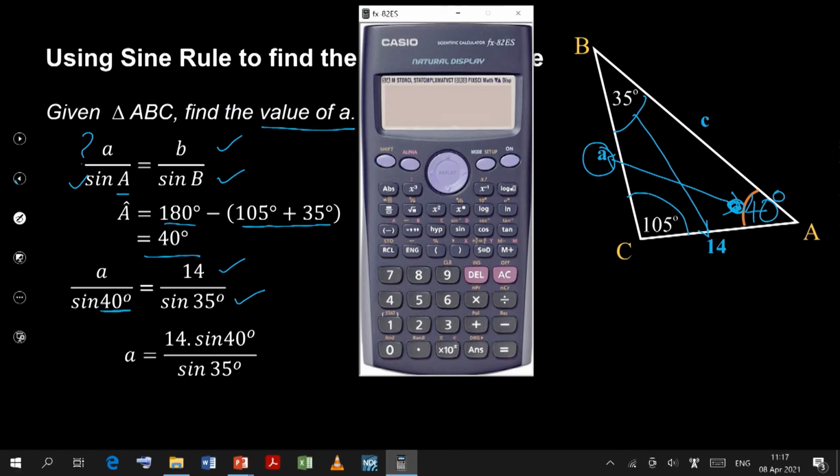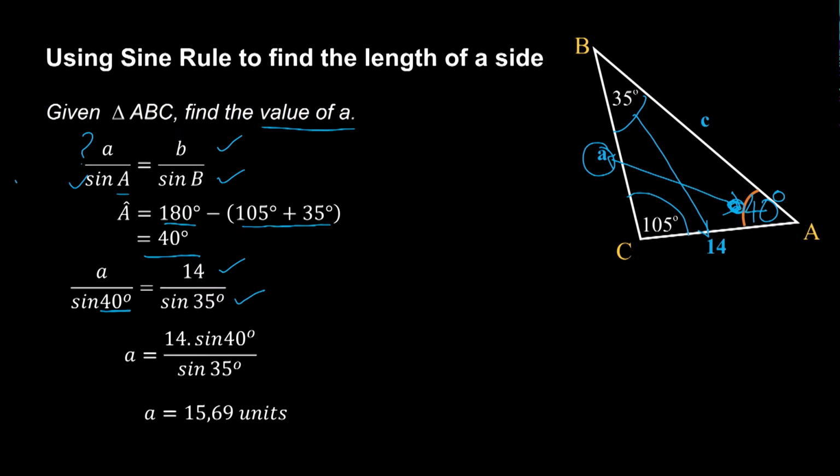Okay, so we're going to put this fraction into our calculator. 14 times sine 40, and we need to divide that by sine of 35, equals. The answer we get on our calculator is 15,68932. And remember again, for this session, we are rounding off to only 2 decimal places. So because we've got a 689, it will become 15,69. So A is equal to 15,69 units.